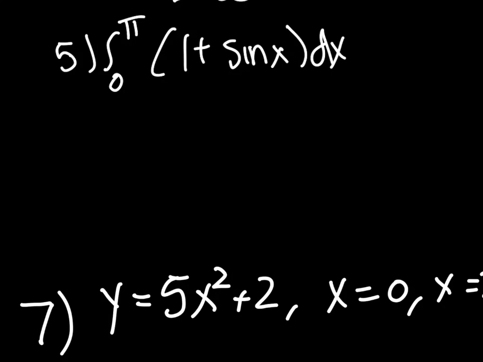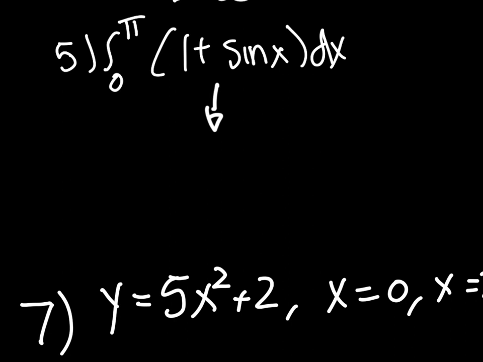Hello guys, so today we're going to be solving lesson 20, problems 5, 7, and 9. To start off, we're asked to find the integral, or antiderivative, of the definite integral of 1 plus sine of x from 0 to pi. So what we first do is we take the antiderivative of 1 plus sine of x.